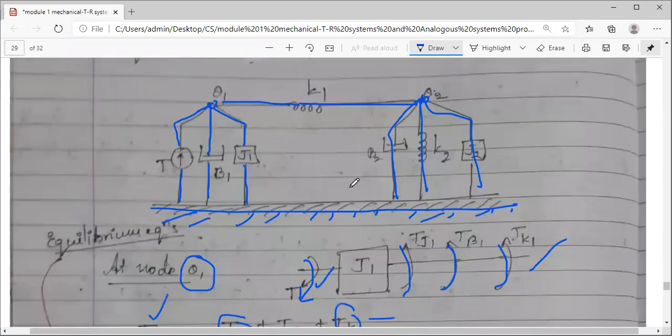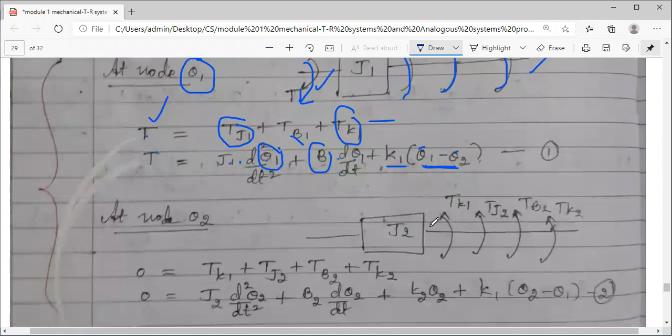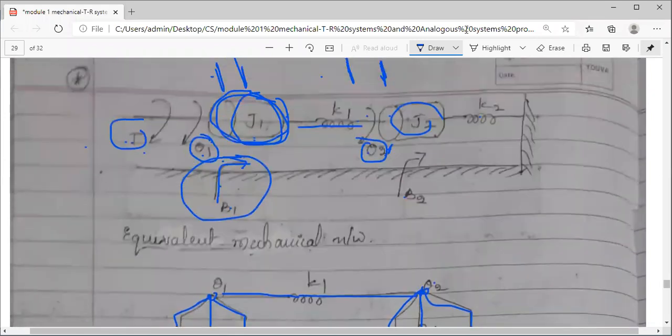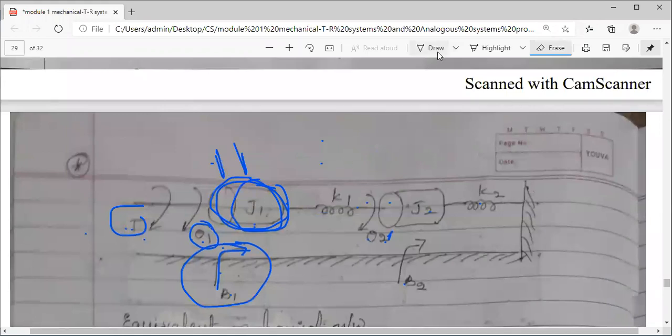Coming to theta 2, again you can go for a free body diagram. So for theta 2, no applied torque, so I have not shown anything. I should have shown theta 2 here, I forgot that. So specify theta 2. How many opposing torques will be there? How many elements are there, those many opposing torques. Check how many elements are connected to the second, that is theta 2 node. You have J2, hence TJ2, TK2 and TB2. So these three are opposing torques, and there is one more torque because of the shared element, TK1.